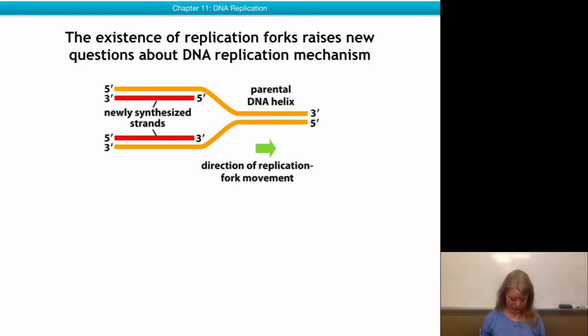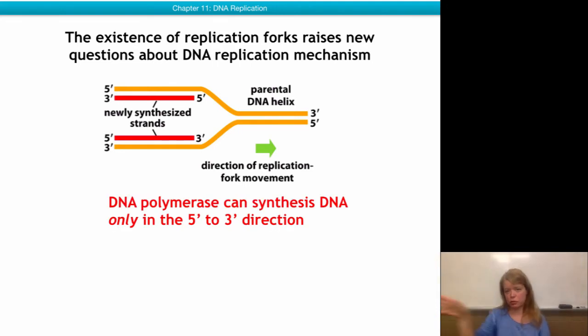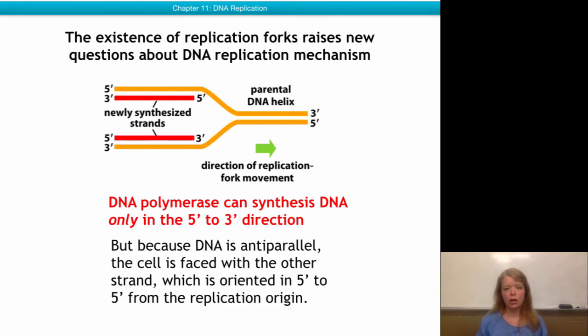The existence of the replication forks raised a new question of how the DNA replication mechanism could possibly work, because it was realized pretty early on that DNA polymerases, the enzymes that synthesize DNA, only work 5' to 3'. They cannot synthesize DNA in the other direction. Yet the replication fork was clearly moving in both directions. Because the DNA is anti-parallel, you have a 3' to 5' strand here, and here you can start synthesizing DNA in the direction you like. You start with 5' somewhere here and synthesize in this direction, so the replication fork moves down this way. But this strand is going to have trouble because it's oriented incorrectly.